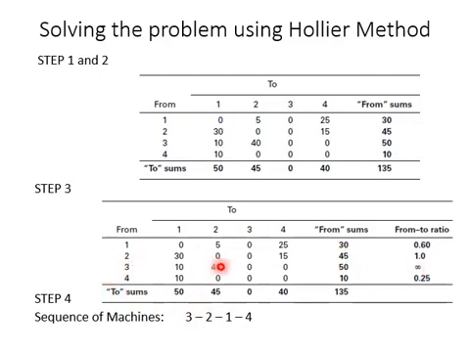For machine 3 it is 50 upon 0, so that will give infinity. For machine 4 it is 10 upon 40, so that will give 0.25.